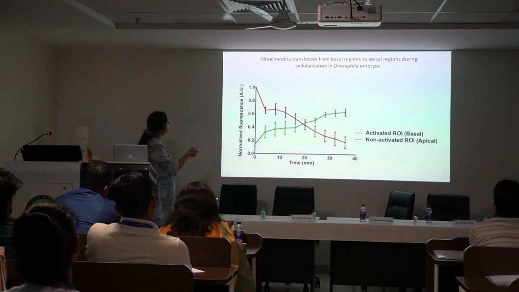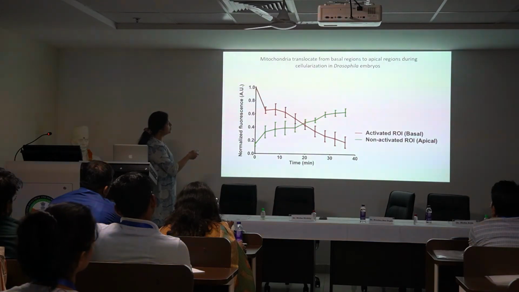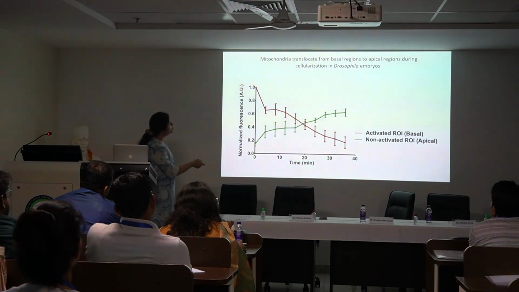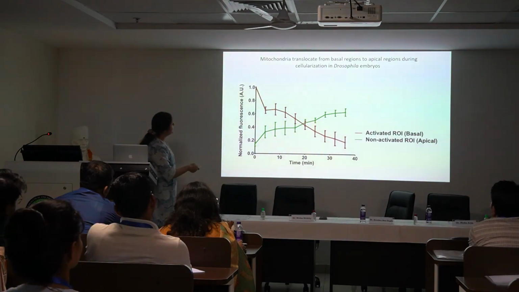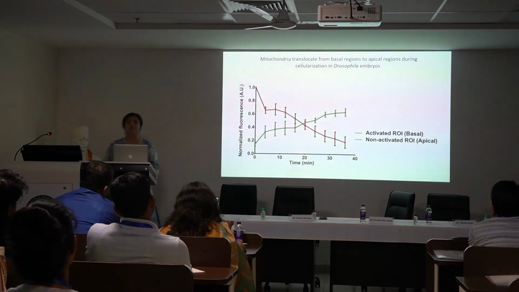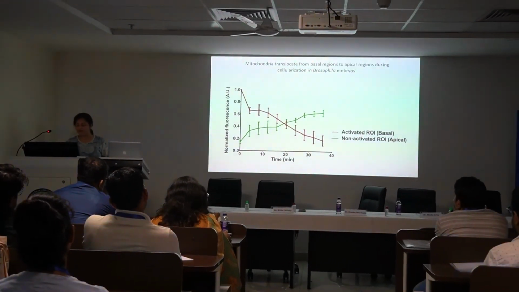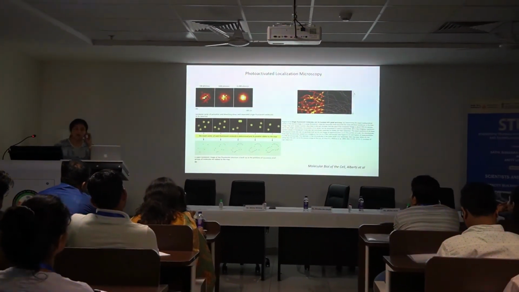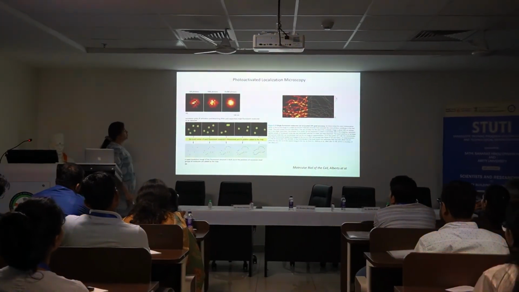So what we saw was that the region where the mitochondria were photoactivated, which was the base of the cells, was then losing fluorescence, and the apical region was gaining fluorescence, and the only way it can gain fluorescence is because there is a movement of that particular signal from down to up, right? So now coming to super resolution.